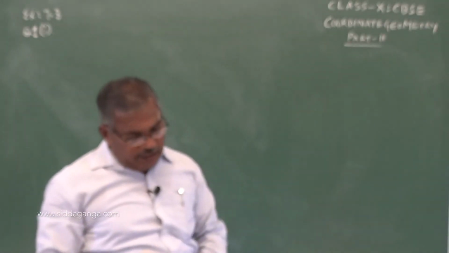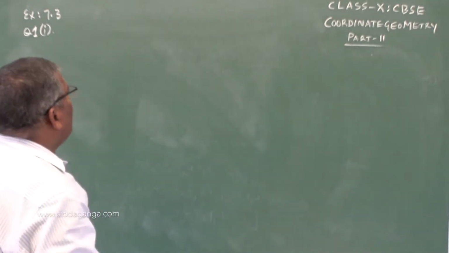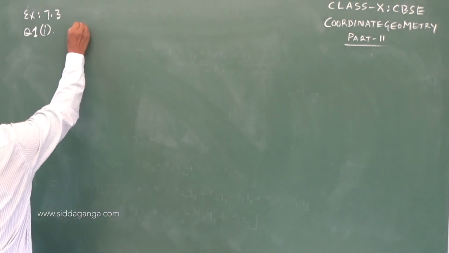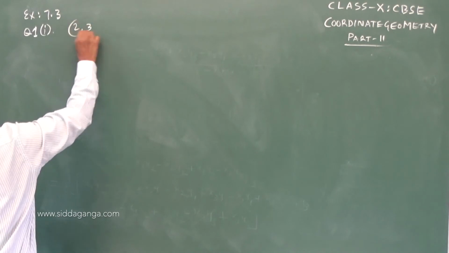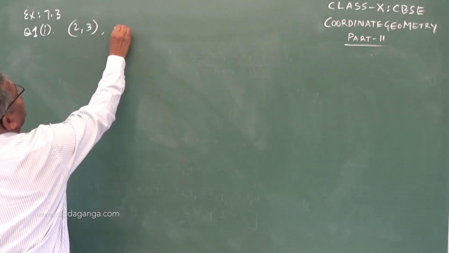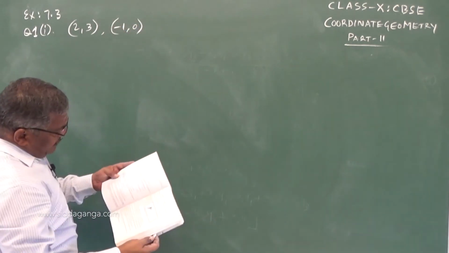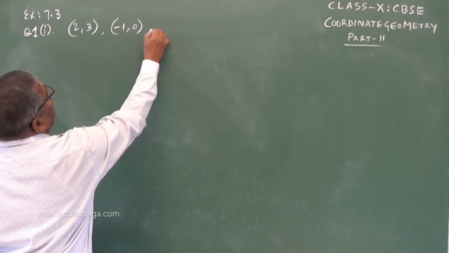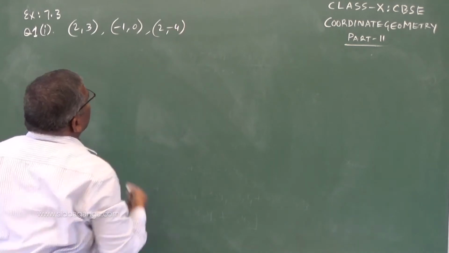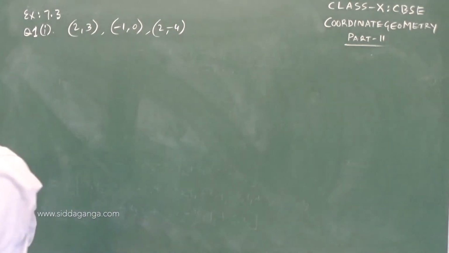The question is like this: find the area of the triangle whose vertices are 2, 3, minus 1, 0, and 2, minus 4. So, these are the vertices of the triangle given. We have to find the area.